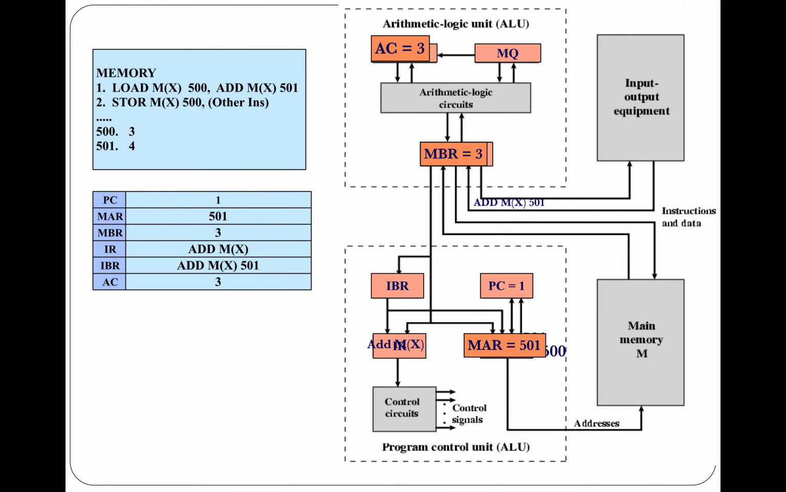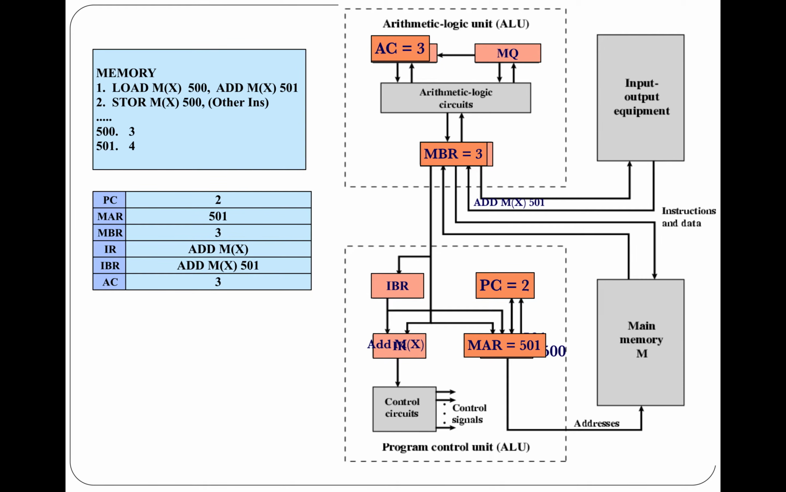Okay, I repeat, so the first instruction was divided into two parts. So now talking about the second part, add mx 501. This add mx 501 goes to the IBR because it's the right part of the instruction. From there, the first 8 bits, IR, contain the opcode, that is add mx, and MAR contains the address specified in the instruction, which is 501.